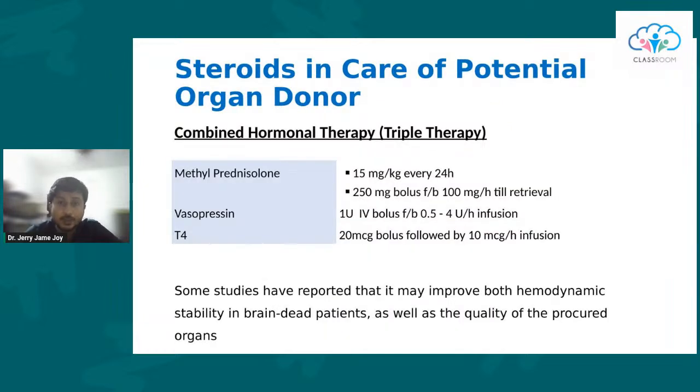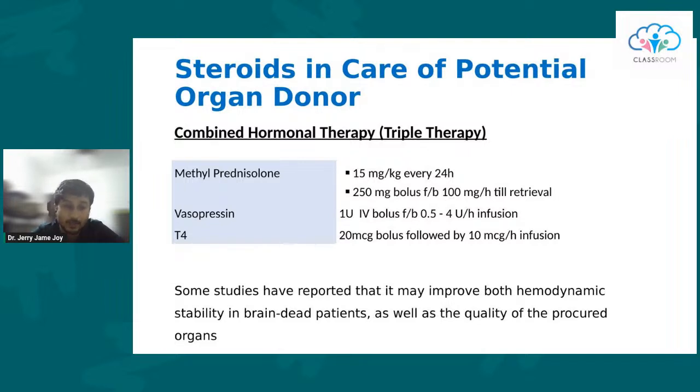Now, the role of steroids in care of the potential organ donor. In cases after brain death, there will be a significant systemic inflammatory response that can affect the various organs. So glucocorticoids, because of their anti-inflammatory action, may have a role in patients who are potential organ donors. There is something called combined hormonal therapy or triple therapy, which includes methylprednisolone 15 milligram per kilogram every 24 hours, or 250 milligram bolus followed by 100 milligram per hour till organ retrieval.